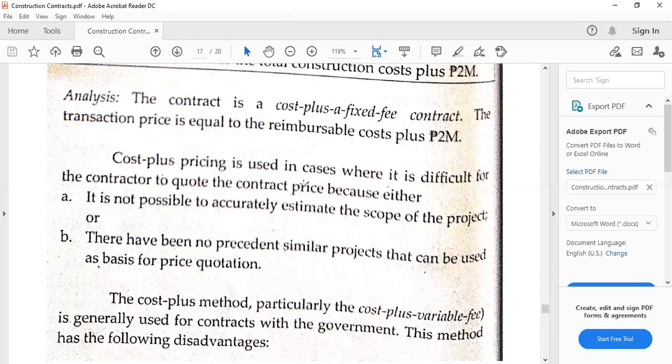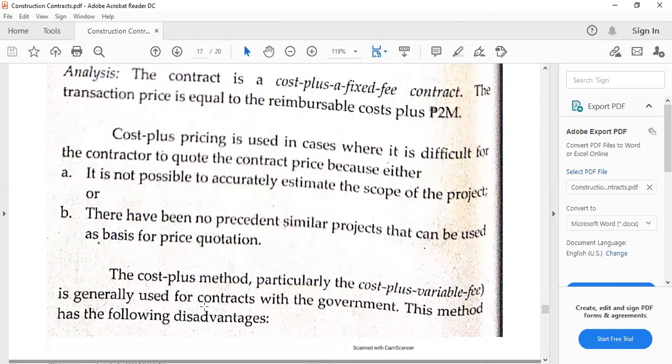Cost plus pricing is used when there is a challenge to accurately estimate. So it's possible that our estimates might be wrong later on. And then let's say this is a new contract, there are no prior experiences to this from which we can make some quotations or basis.